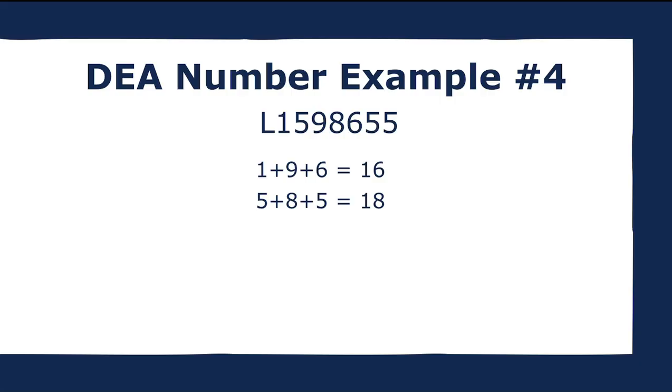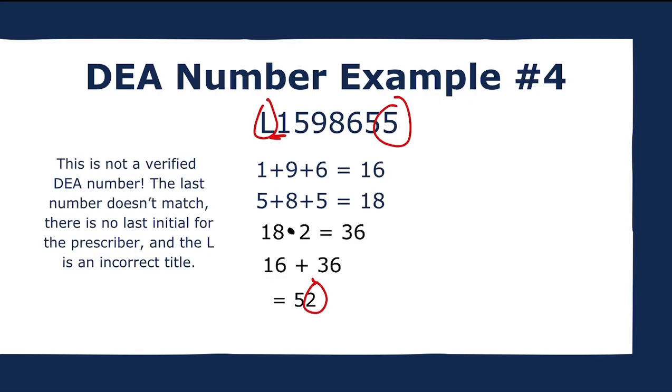And this is all following the steps that were provided at the very beginning of this video. Now I'm going to do 18 times 2, that equals 36. 16 plus 36 gives me 52. Looking at the last digit, they do not correspond with each other, 5 and 2. So this is not a verified DEA number. The last number doesn't match. There is no last initial for the prescriber, and the L is an incorrect job title.